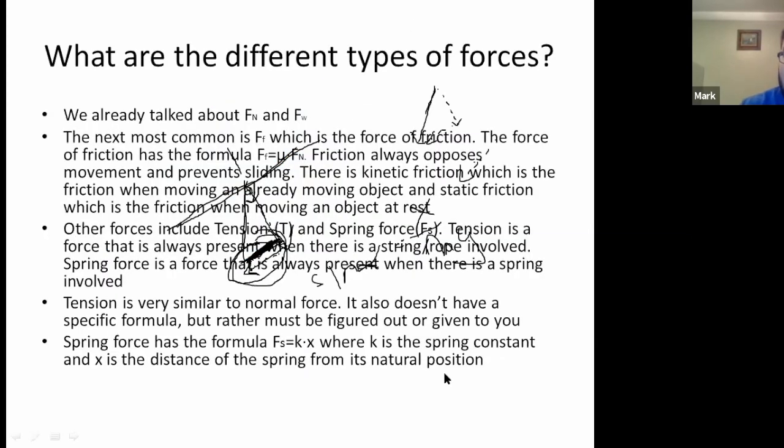Let me clear the annotation, sorry. Okay. So let's move on to other forces that we could possibly have. So we just talked about friction. Well, the other forces are tension and spring force. So tension is a force that is always present when there is a string or a rope involved. Spring force is a force that is always present, as the name suggests, when there's a spring involved, right?